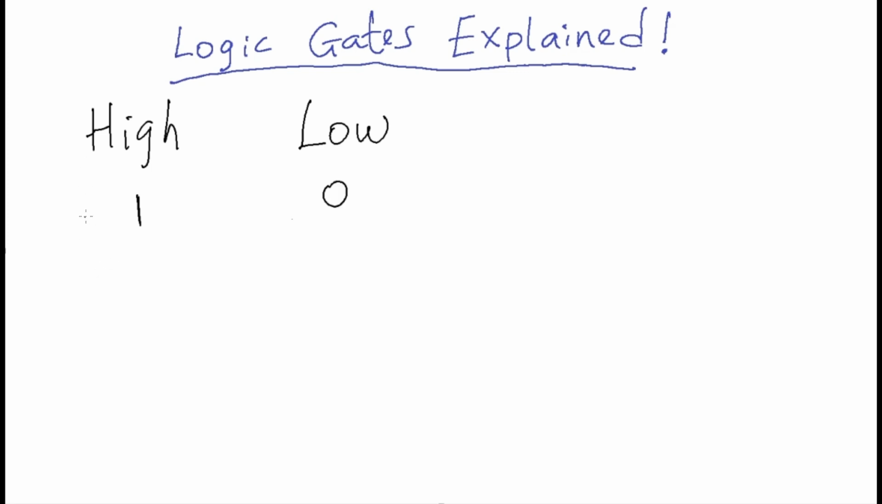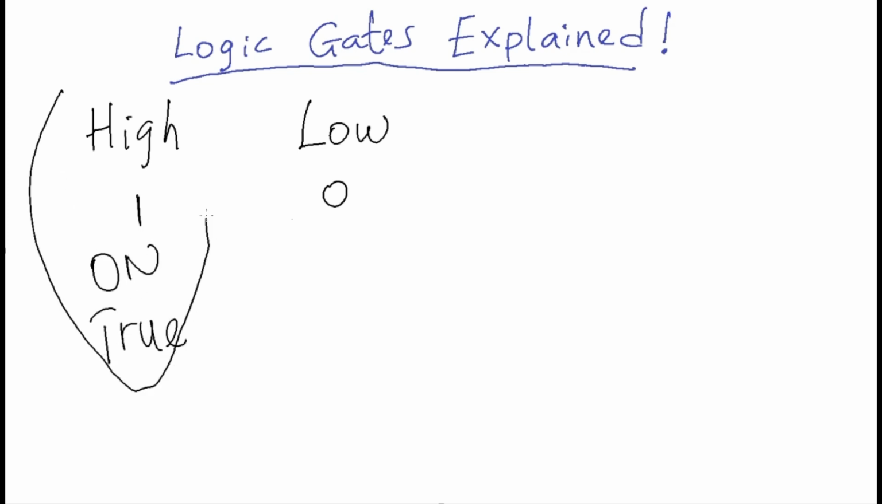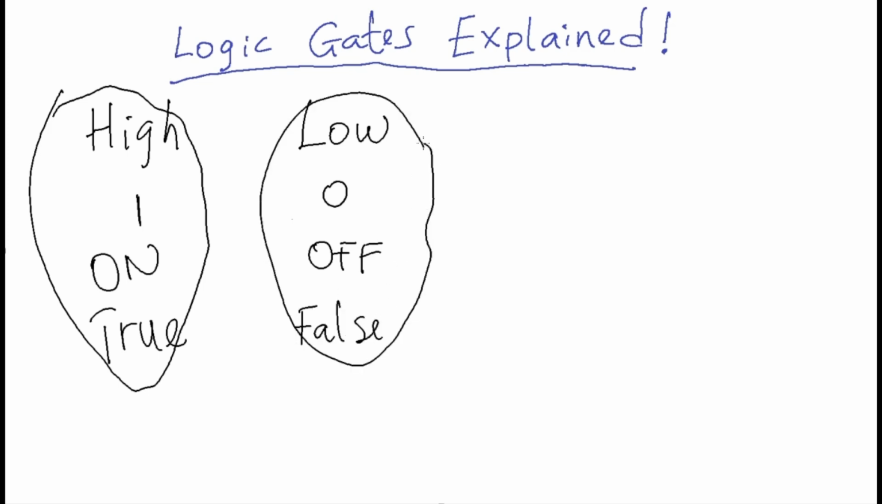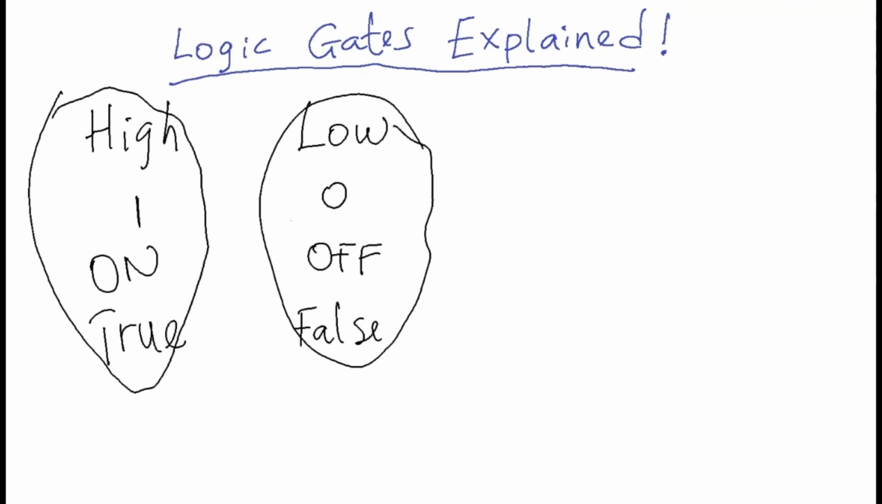A high state, an on state, and a true state, they all mean the same thing. And then a low state, a zero state, an off state, and a false state, they all mean the same thing. So the logic gates would take these high or low voltage signals as their inputs, and then they'll perform some mathematical logic operations on them. And then they'll output a new high or low voltage signal.